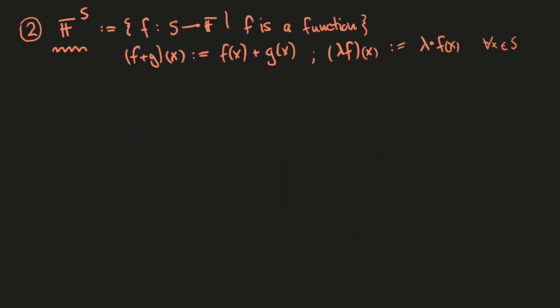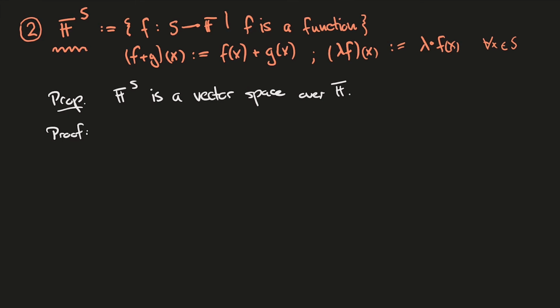After all this effort, we would surely hope that the following is true. Fs is a vector space over F. So I'm not going to prove this entire proposition, but instead just give an outline of what we need to show, and then I'll give an example of one of the parts of the proof.